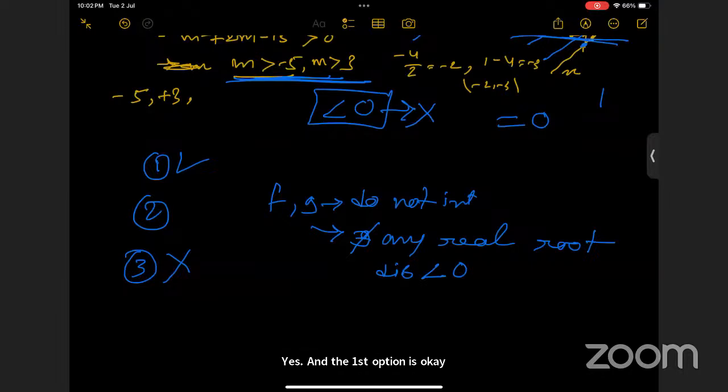Okay, there is no real root. The third option is right or wrong? Ma'am, wrong, because then there will exist a single point, right? Yes. So the fourth option should also be wrong, right? Yes, ma'am, that is also wrong. Yes. So what is the problem here?